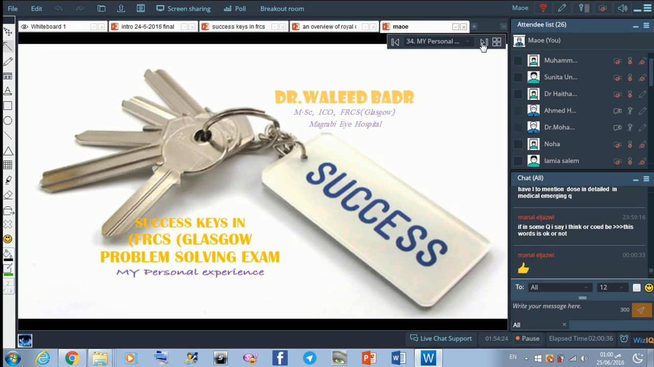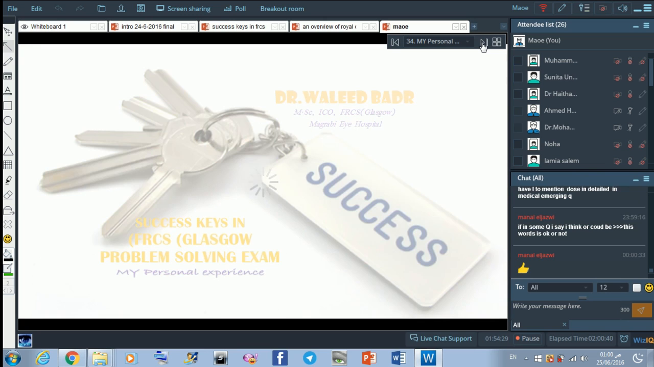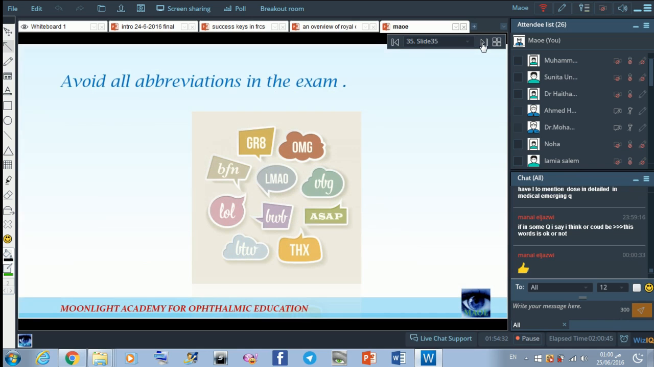We will go now to the second part of my success keys, and now about the problem solving exam. First of all, the first advice is that you must avoid all abbreviations in the exam. This is not a chat or Facebook or LOL or like this. No. Avoid all abbreviations in the exam and don't expect that examiners know your abbreviations.